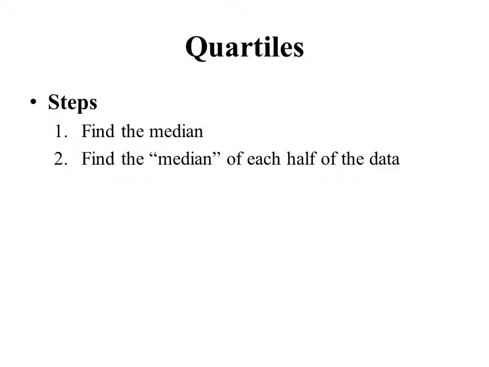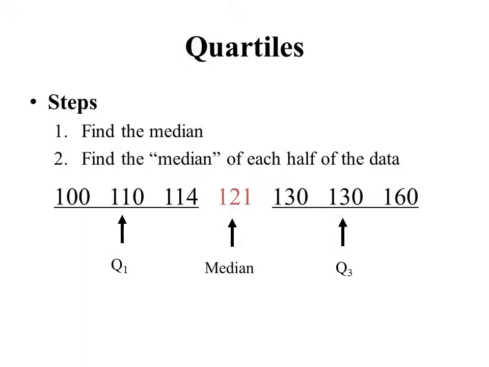Okay. Now to find the quartiles, the first and the third quartiles, the first step is to find the median. And then after we find the median, that's going to divide our data up into two halves. And then we're going to find the quote-unquote median of each half of the data. So for instance, let's take the case where we have 7 data values. So the median is 121. So now we've got 2 halves, this half and then this half here.